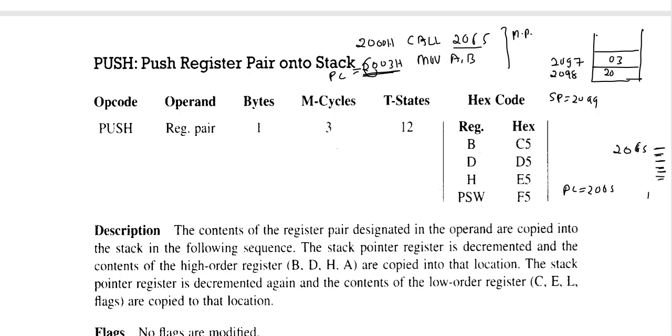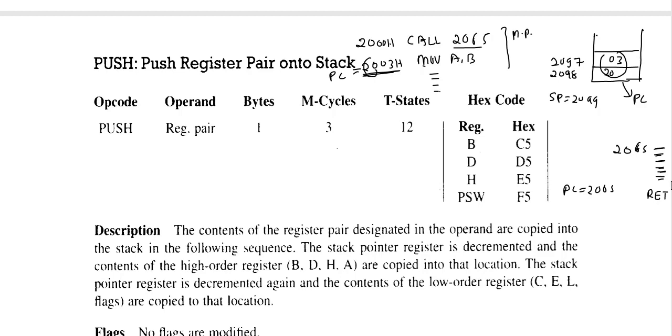After completing the subroutine, when you get the instruction RET, it is time to return from the subroutine. It will copy this value again into the program counter, and it will start executing from this location onward in the main program. So this is how we can store the return address using a stack.